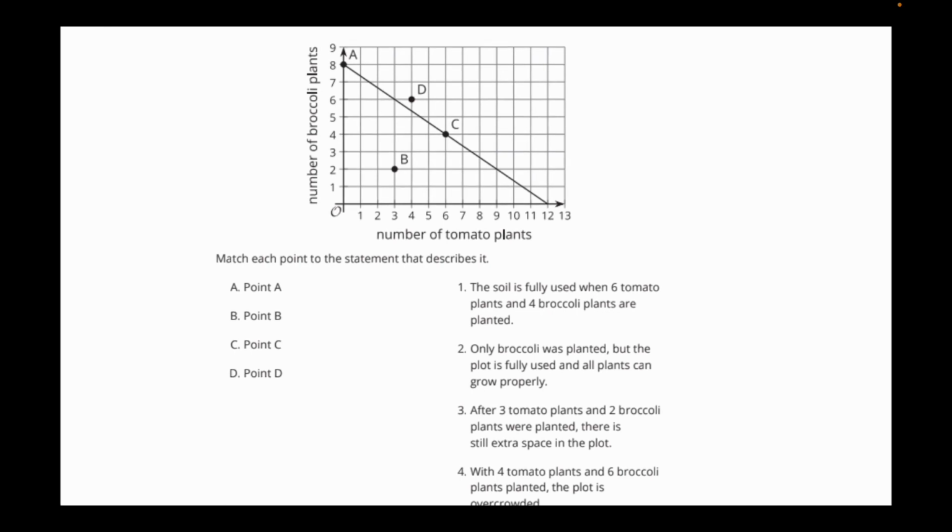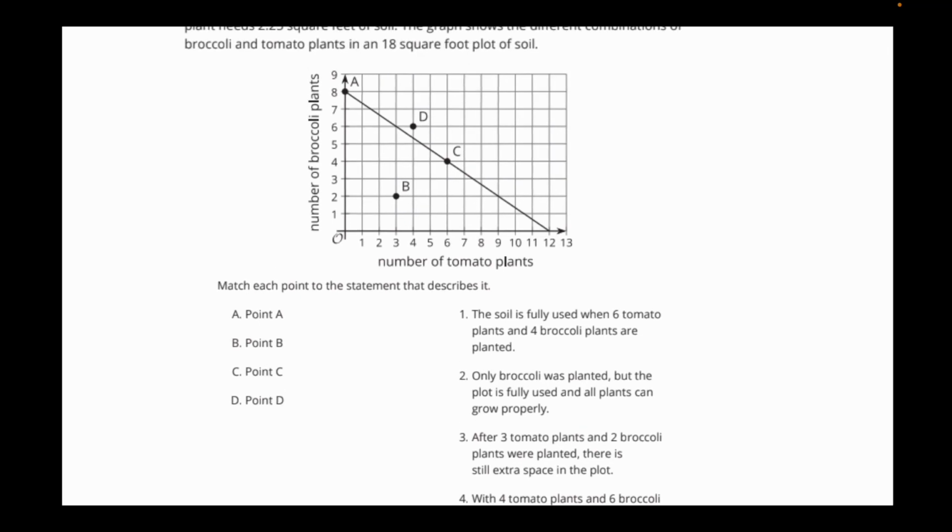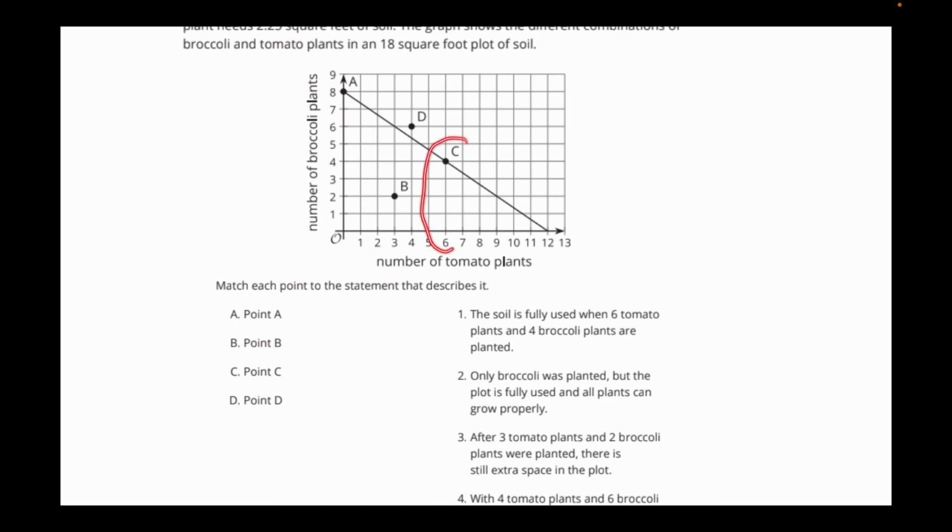let's actually read our descriptions. So the soil is fully used when 6 tomato plants and 4 broccoli plants are planted. I think fully used is going to be C, and that is 6 on the tomato plants and 4 on the broccoli plants. So we're going to match this one here. This one matches with point C.